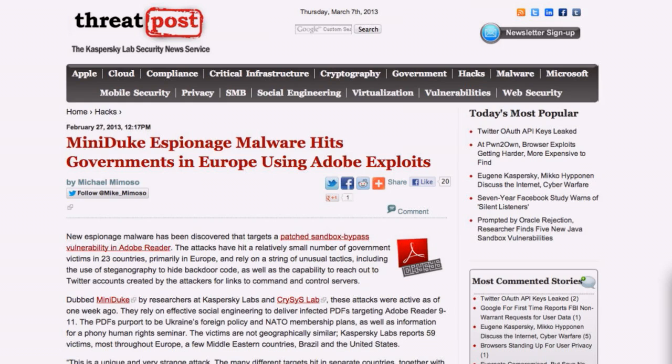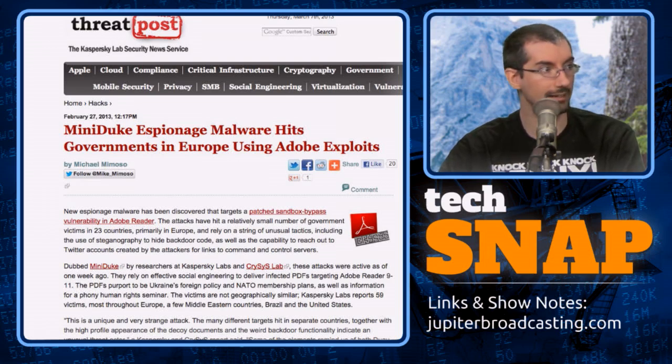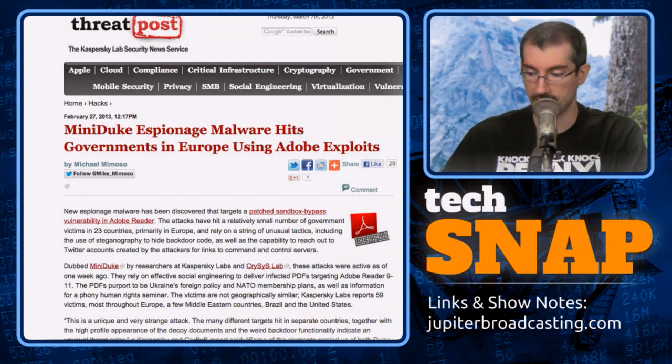Sure. The first story is about the MiniDuke malware, which is being used against specific European governments. Basically, it's a new attack that's been targeting a bunch of different European governments. In total, it hit 23 different countries. One of those was the U.S. and one was Brazil, but almost all of them were in Europe. And the malware exploits a sandbox bypass in Adobe Reader, so it's a PDF exploit.